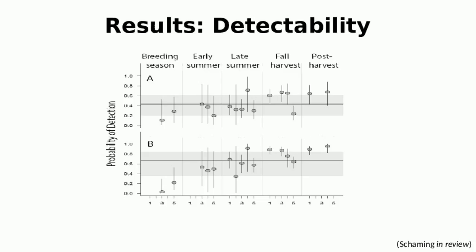One of the interesting pieces that came out of this, and I should say this is Schaming and Sutherland in review, I collaborated with a statistician who did the Bayesian analyses for this. One of the interesting things that I found is that detection was not associated with any of the variables that I included, but it did change over the year. And if you're not accounting for detection, the results of the occupancy were quite different.